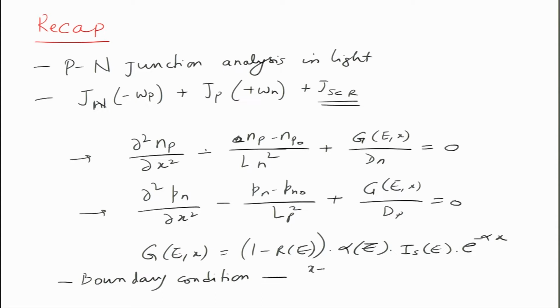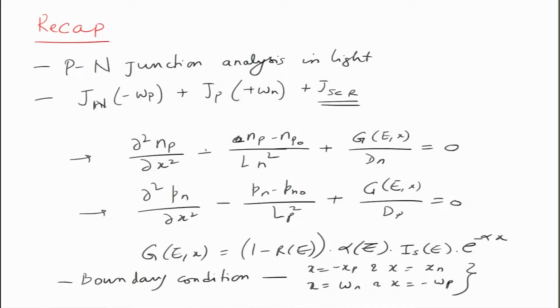Those boundary conditions were at x is equal to minus xp as well as x is equal to xn, and then at x is equal to Wn and x is equal to minus Wp. At x is equal to minus xp and xn we took the surface recombination into account, whereas at x is equal to Wn and minus Wp we just took the same concentration of carriers as we took earlier, and that was ni square divided by Nd into exponential of qV by kT minus 1 for hole concentration, and for electrons it was ni square divided by Na into exponential to the power qV by kT minus 1.